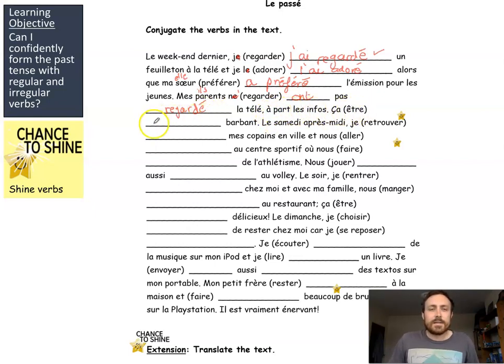Ça a été. So this is an irregular past participle. Ça a été barbant. Or we could also use c'était, which is probably more accurate. C'était, which is the imperfect tense, which we haven't discussed in this tutorial. C'était barbant. Le samedi après-midi, on the Saturday afternoon. Now, retrouver is the same as rentrer. It's actually a Mrs. Vandertramp verb. Retrouver, no, is not a Mrs. Vandertramp verb. So j'ai retrouvé mes copains.